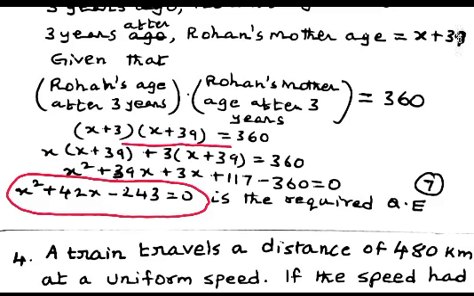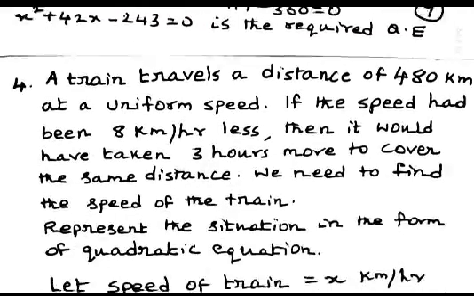On simplification of x plus 3 multiplied by x plus 39 equal to 360, we get the quadratic equation x square plus 42x minus 243 equal to 0. This is the required quadratic equation. Now we consider another problem.